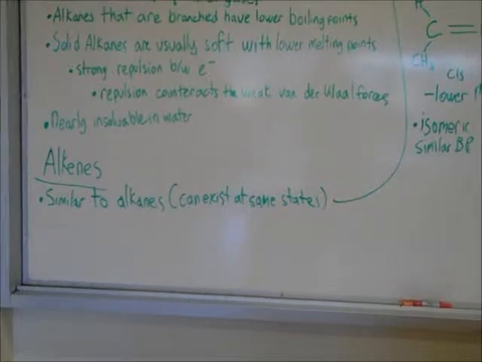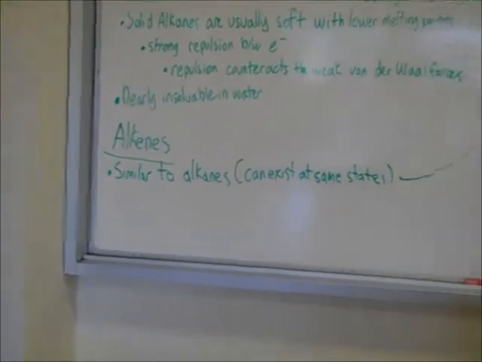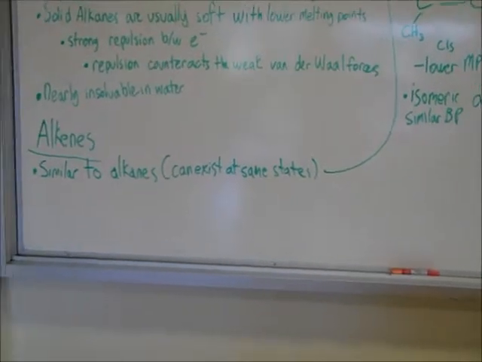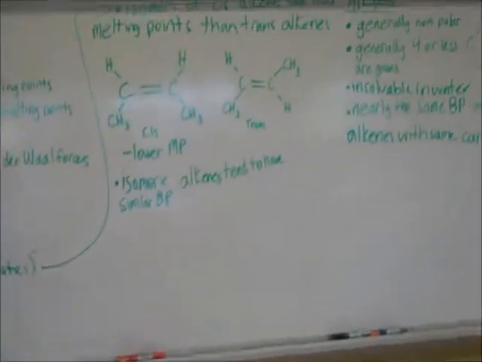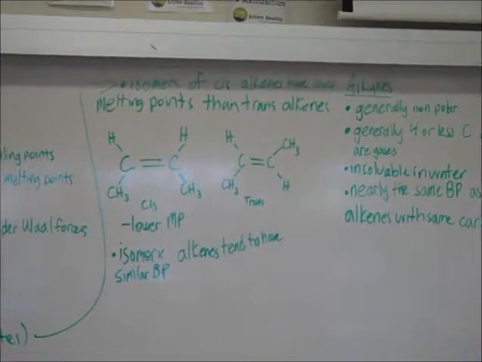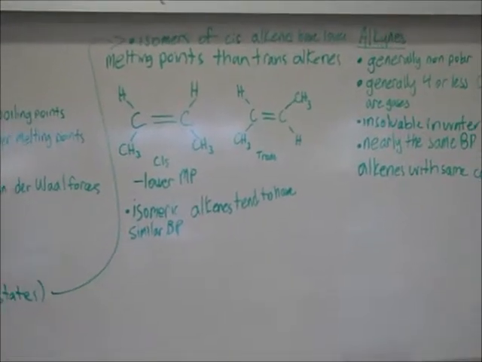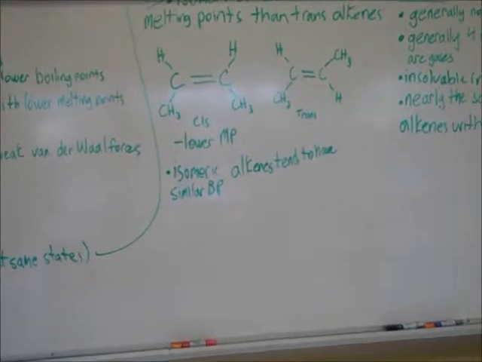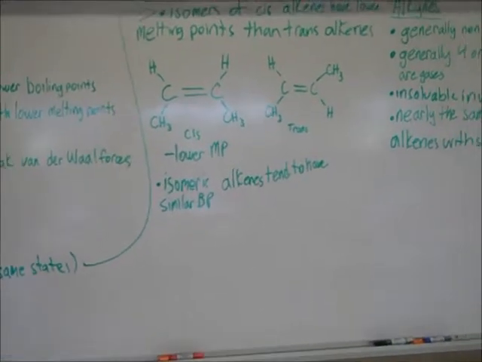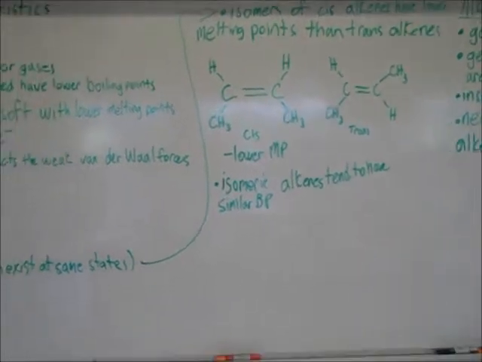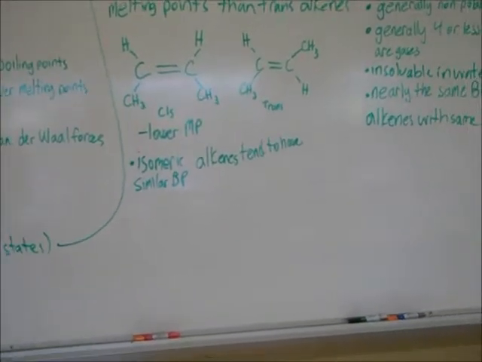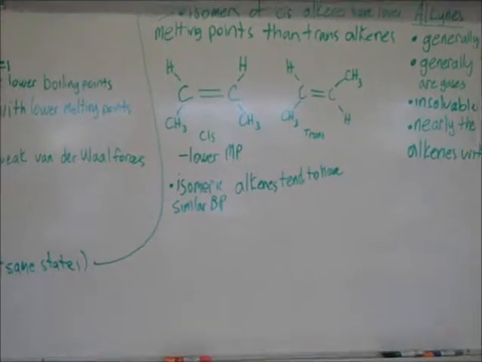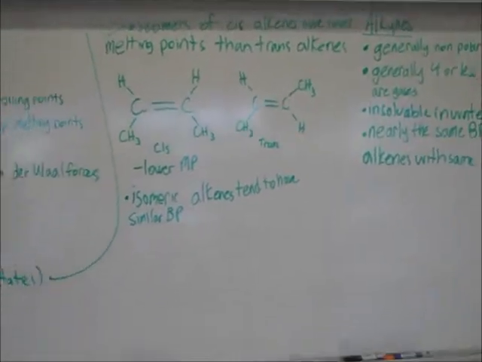Alkenes are very similar to alkanes, except for the double bond that exists between them. They usually can exist in the same states at room temperature. Isomers of cis-alkenes have lower melting points than trans-alkenes. Cis-alkenes have the two carbons or two hydrogens on the top there, as you can see, and trans-alkenes have diagonal hydrogens, as you can see there.